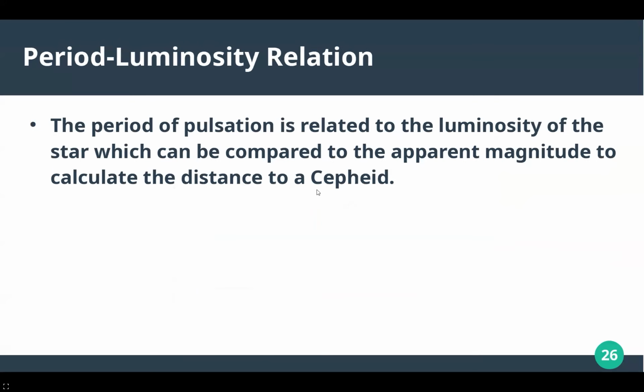The period of pulsation is related to the luminosity of the star, which can be compared to the apparent magnitude to calculate the distance of a Cepheid using the period-luminosity relation.